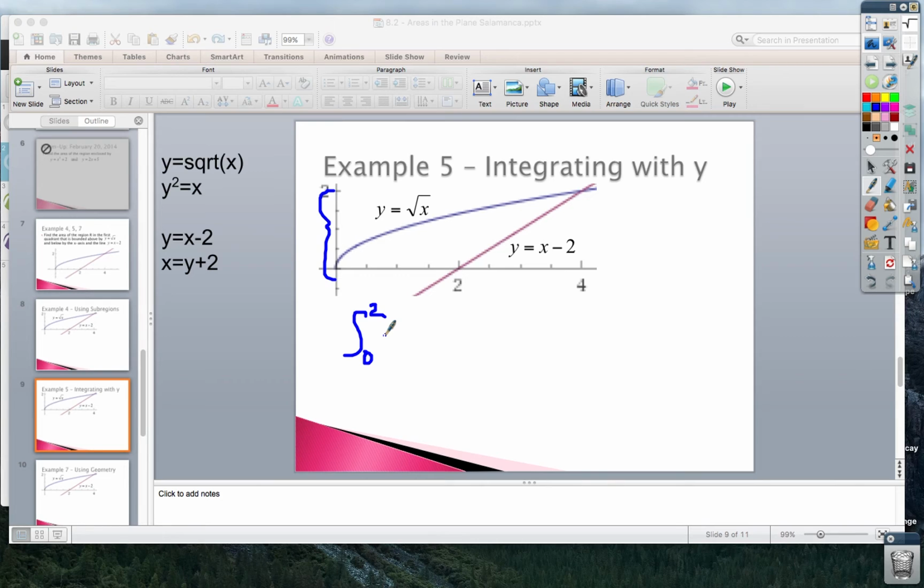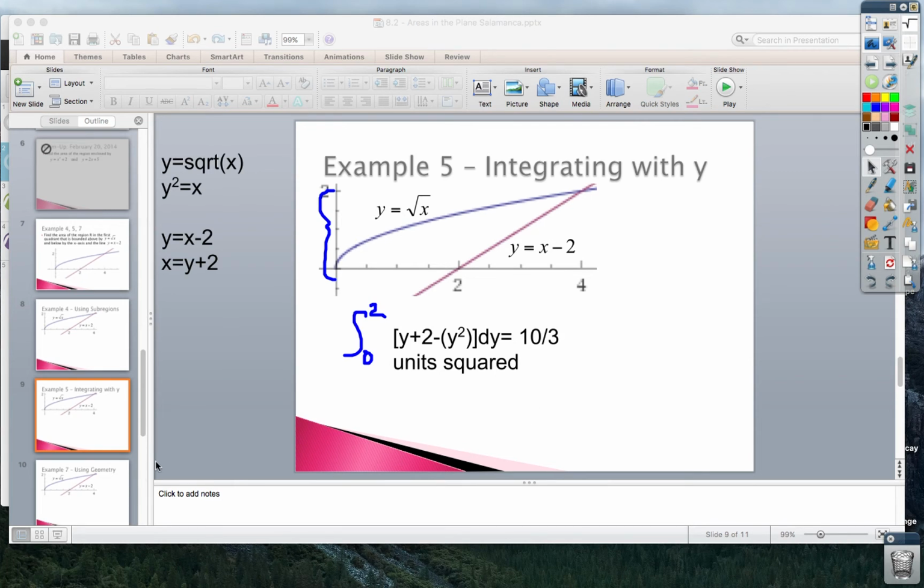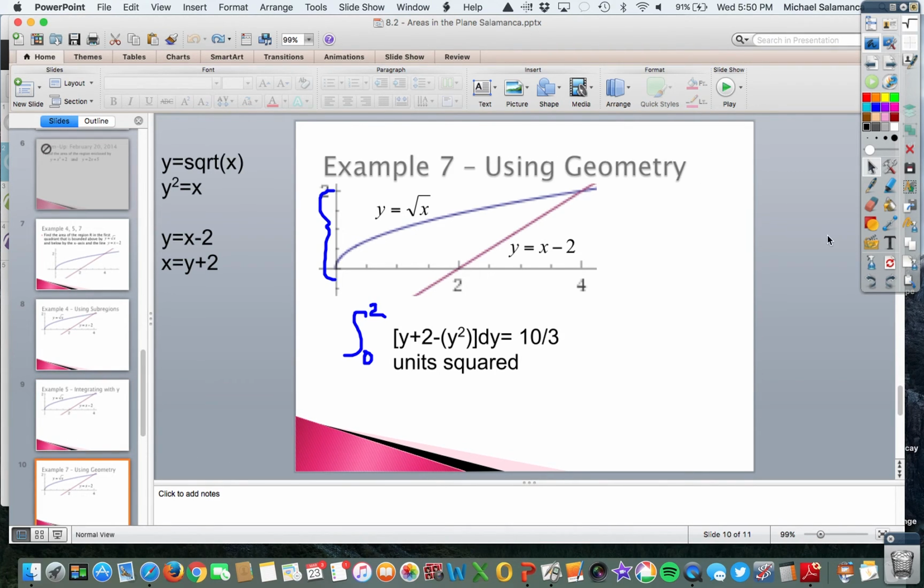Now when we turned it on its side, we noticed that the graph y equals x minus 2 was on top. So we're going to substitute that in now. So that's going to be y plus 2 minus y squared dy, not dx. We're going to put the brackets. And when you integrate this, you're going to get 10/3 units squared. So make it a point to try solving this and making sure you get 10/3 units squared as well. If you don't, then obviously you made a mistake somewhere and we can fix that in class.